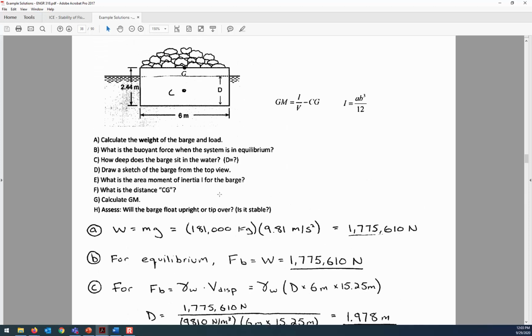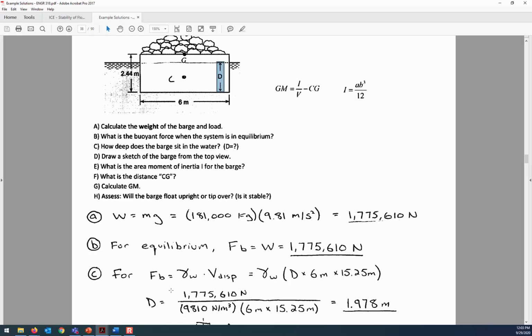The way that I determine where C is: we calculated D, the depth of submergence, based on the buoyant force. And so the key of knowing where C is actually starts in calculating D. So we calculate D based on how heavy the barge is and what we know its weight is. And then C is just going to be in the middle of the submerged depth.